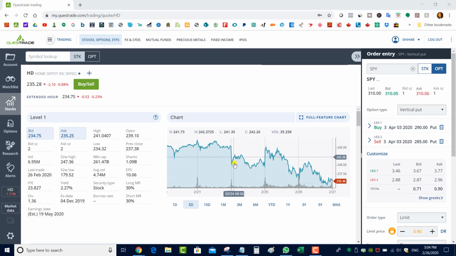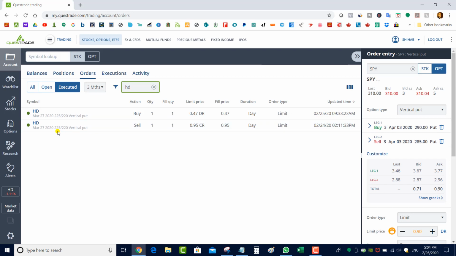So Home Depot during the day on Monday was trading between 238 and 242. So based on expected move, I sold a put credit spread at a 225 strike, short strike, expiring March 27th. So about 30 days out.